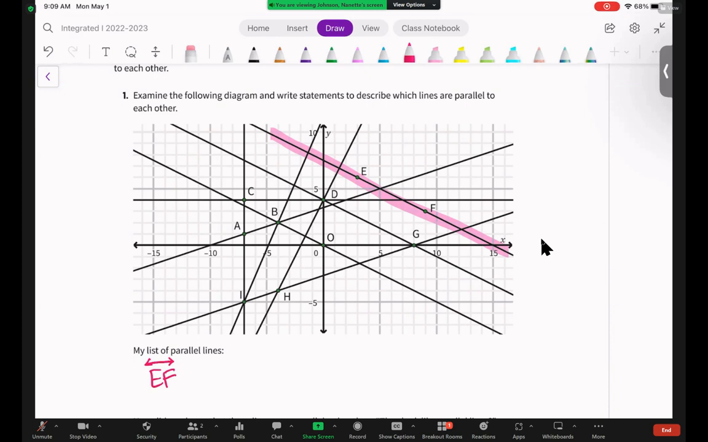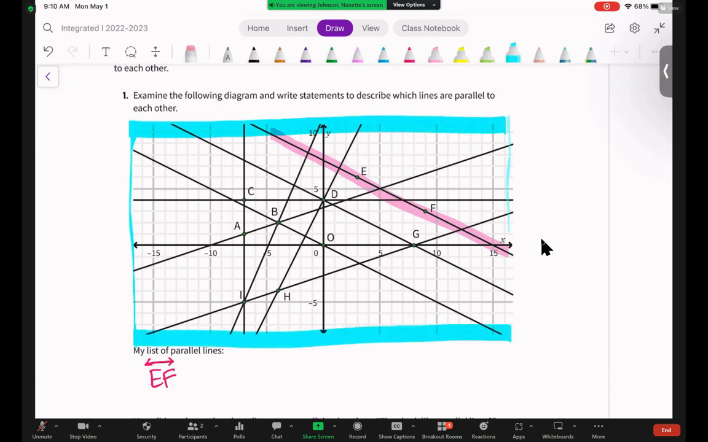And some of you are thinking, Ms. Johnson, it's not going on forever. It stops right there. But one of the things you can know is that if I cut a picture off and you see the frame, like the frame of the picture, if it goes to the frame of the picture, you can assume whatever it's doing outside the frame, it continues that pattern. So you can say EF is parallel to what?